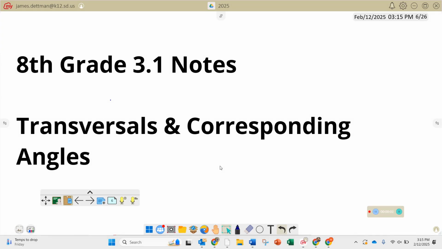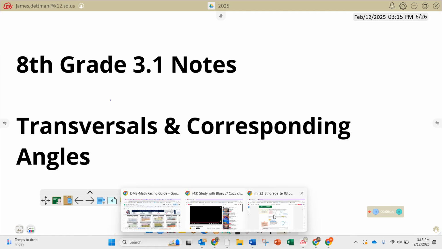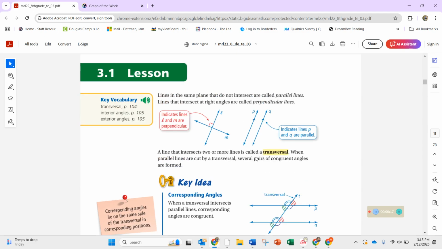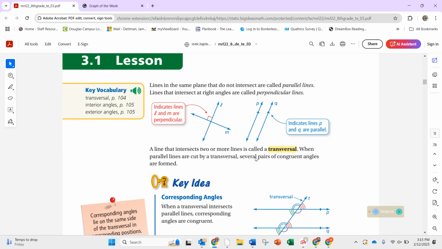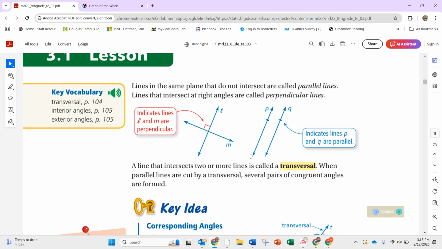All right, welcome to the 3.1 notes in the 8th grade textbook. We're going to be talking about transversals and corresponding angles. You're going to need to write some stuff down, be ready to sketch some things, because our key vocabulary terms are transversals. That'll be the big one, and we'll talk about angles, interior angles, exterior angles, corresponding angles.